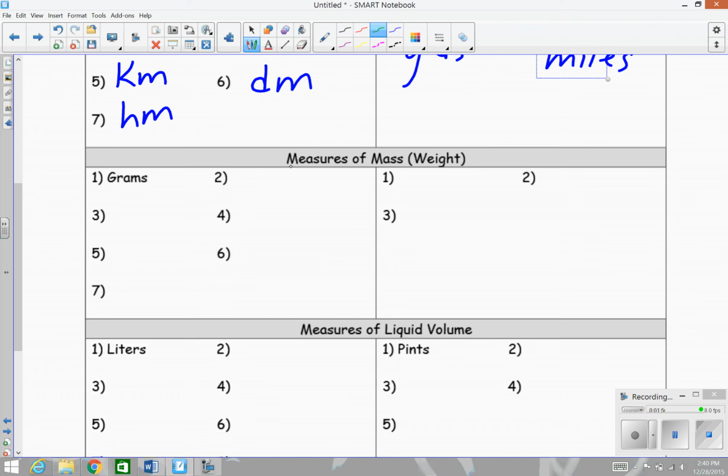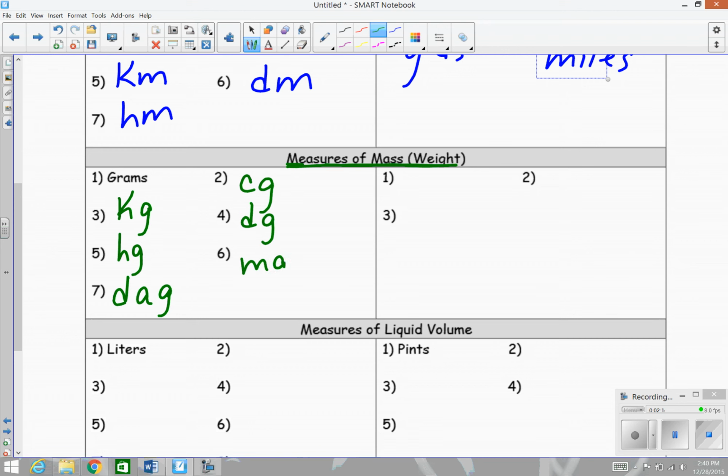to mass or weight. When we're talking metric, we're talking about grams. So there's kilograms, hectograms, decagrams, centigrams, decigrams, milligrams. You'll notice that the prefixes for our metric units are the same with different base units, whereas our customary units are all different. They're a little bit more complicated. We have ounces, pounds, and tons, to name a few.